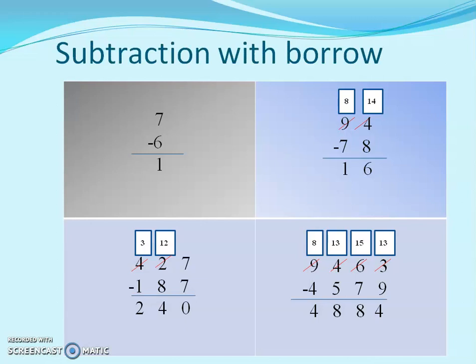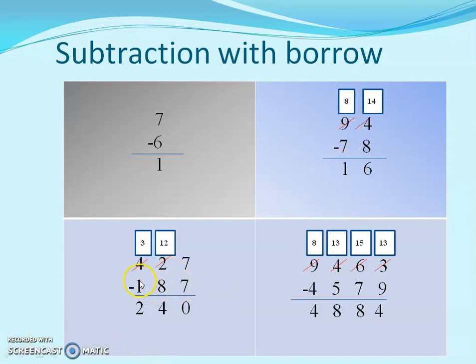Now it's turn for the subtraction with borrowings. Here 7 minus 6 gives you 1. 94 minus 78. 8 cannot be subtracted from 4, so it takes a borrow from 9 and becomes 14. 14 minus 8 gives you 6. Here 9 has already given 1 to 4, so 8 is remaining. 8 minus 7 gives you 1.